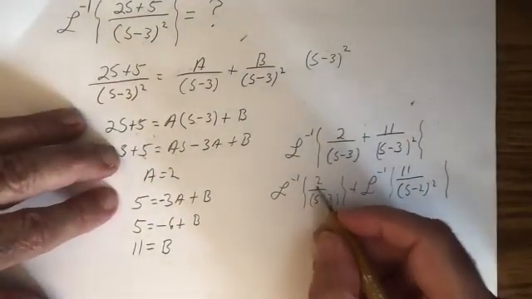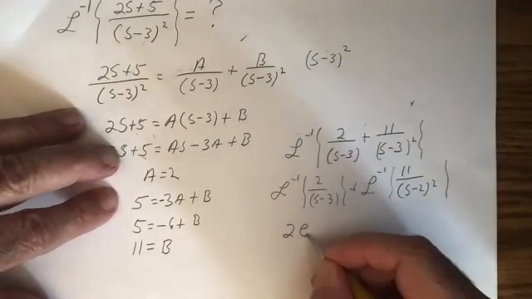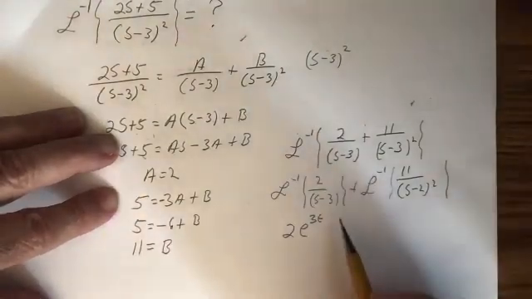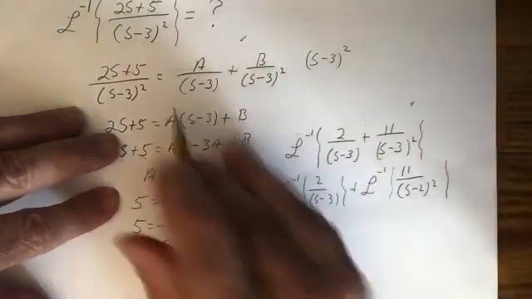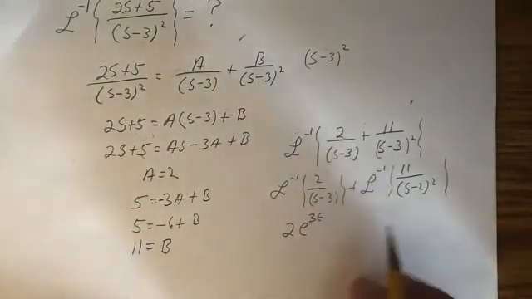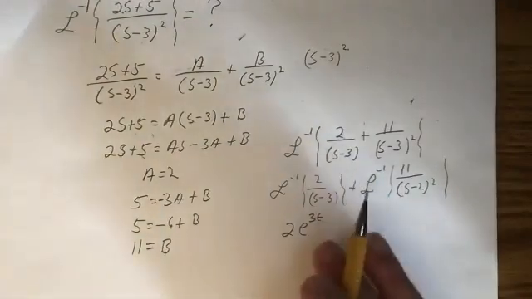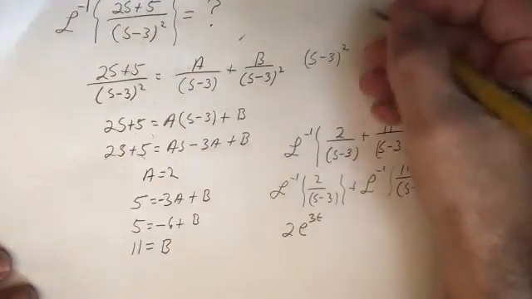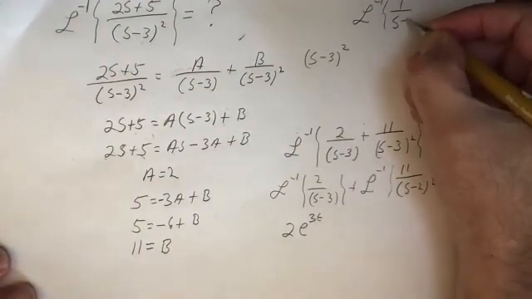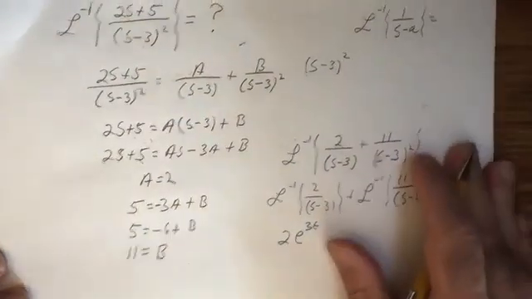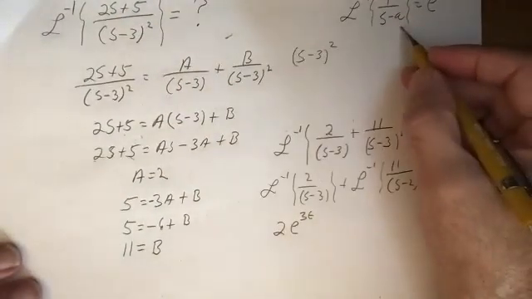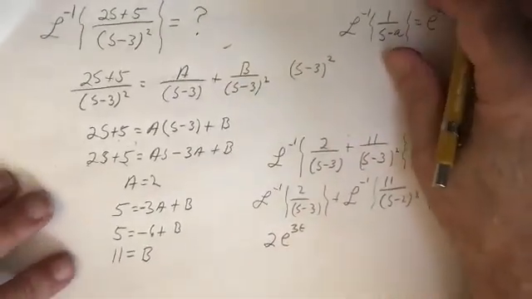So what is this? This is just 2, I can factor this 2 out. This is 2 and then e to the 3t. You have to remember that Laplace transform. If you understand the basic Laplace transforms, you know what you need to get to. This is one of our Laplace transforms that's very important to know: 1 over s minus a equals e to the at. I'm using this property that we did yesterday.